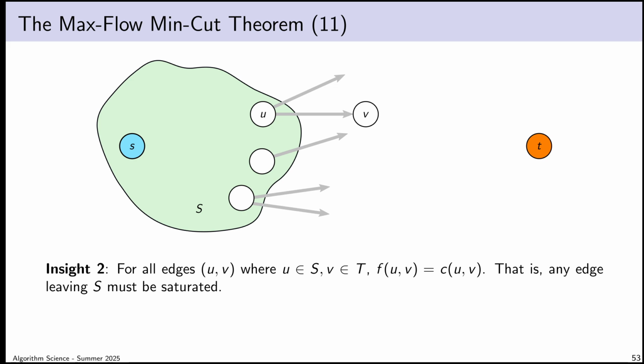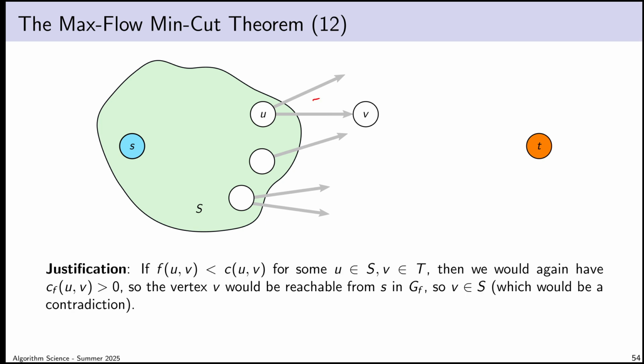So for all edges that leave the set S, so where the vertex U is in S and the vertex V is in T, those edges must all be saturated. So in other words, this edge here must have 5 out of 5 or something. And the justification is pretty similar. So suppose that this edge wasn't saturated, it has 5 out of 10.